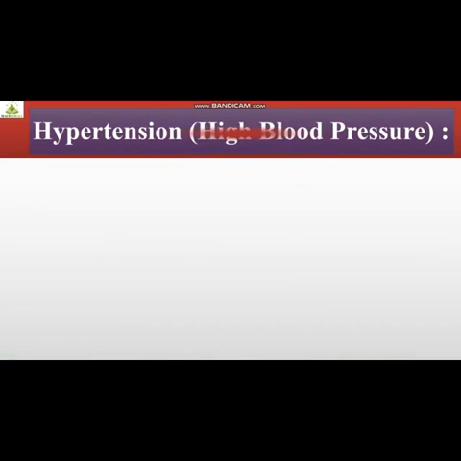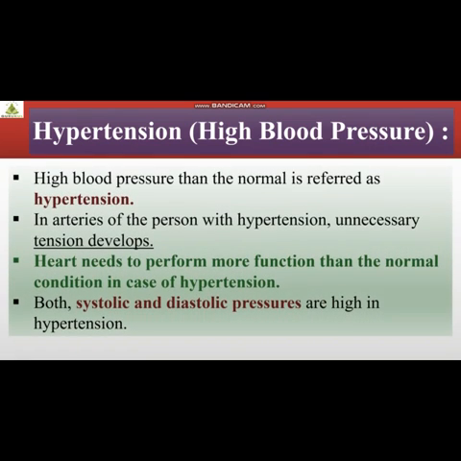Next, let us understand hypertension, or what is known as high blood pressure or high BP. This word high BP, you must have heard from your elders, from your parents sometimes during conversation. High BP, this term, right? So blood pressure higher than the normal is referred to as hypertension. Blood pressure which is not normal, which is really higher than the normal range or level, is referred to as hypertension.